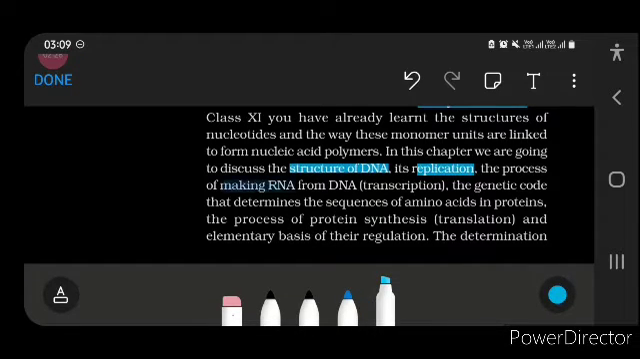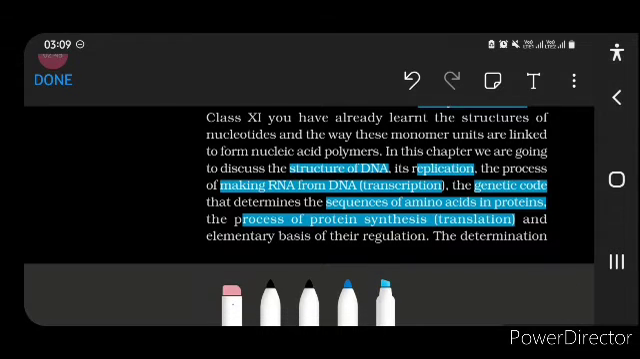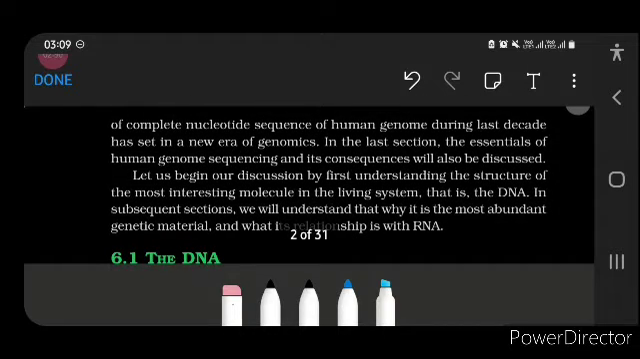and the process of making RNA from DNA, that is called transcription, and the genetic code that determines the sequence of amino acids in proteins, the process of protein synthesis, translation, and elementary basis of their regulation. The complete nucleotide sequence of the human genome during the last decade has set in a new era of genomics. In the last section, the essentials of human genome sequencing and its consequences will also be discussed.